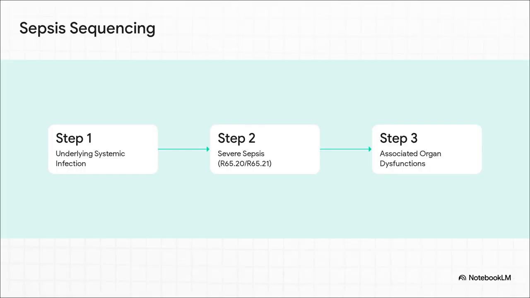Now, a crucial area we absolutely need to look at is how we handle sepsis, severe sepsis, and septic shock. Mandatory sequencing dictates a very specific chain here. Step 1, you must assign the underlying systemic infection code first. Step 2, you follow that up with the specific R65.2X severe sepsis code. And finally, Step 3, you list any associated organ dysfunctions. Never mix that order up.